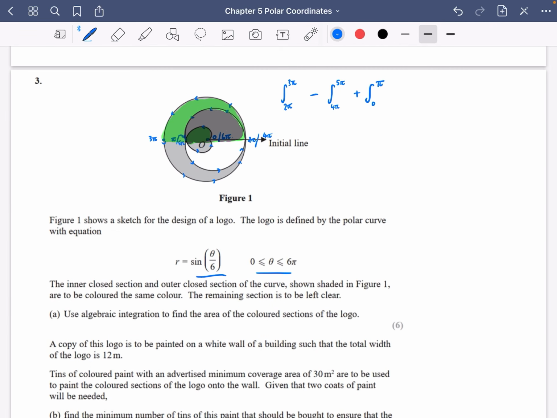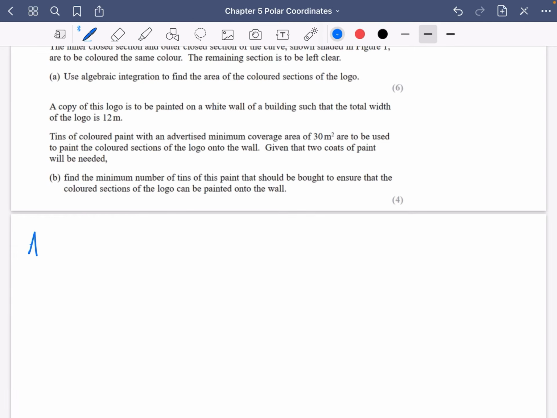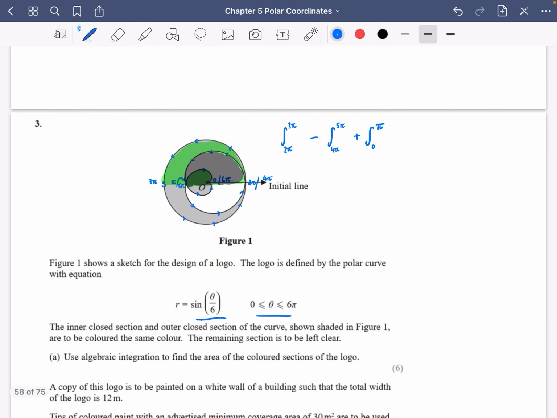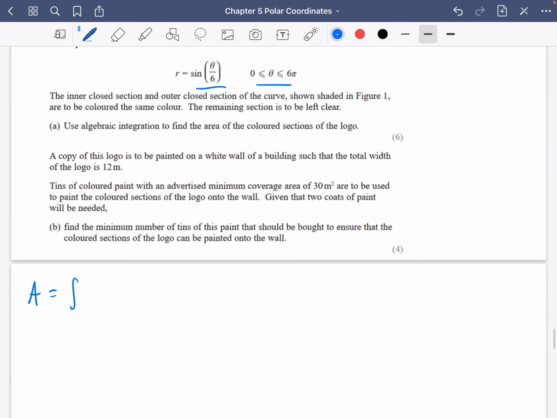So we should now just be able to go straight in with working this out. I think that our area is going to be equal to, and remember we're going to be doubling this whole thing because it's a half, the integral of r squared minus this plus this, and the limits we said were between 2 pi and 3 pi, between 4 pi and 5 pi, and between 0 and pi.